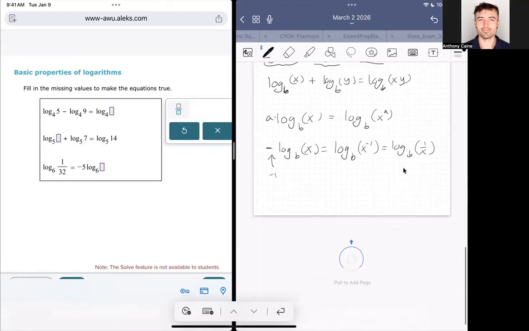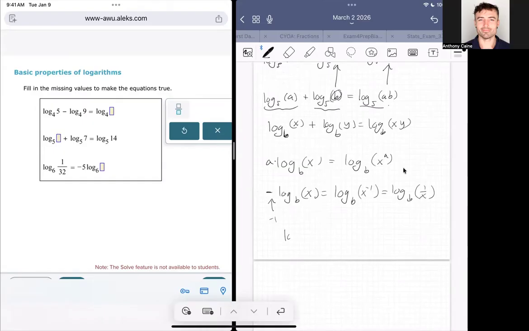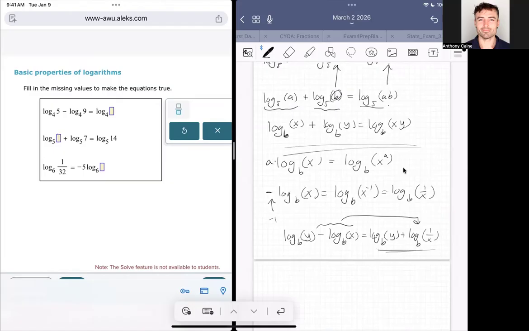And so now, if I were to write log base b of y minus log base b of x, you could think of this as log base b of y plus log base b of 1 over x, because this one became that one. But now I have a plus. And so I can use this rule up here, and I multiply the two things on the inside, and y times 1 over x is the same thing as y over x. So what I get is log base b of y over x. And so that's the subtraction rule.